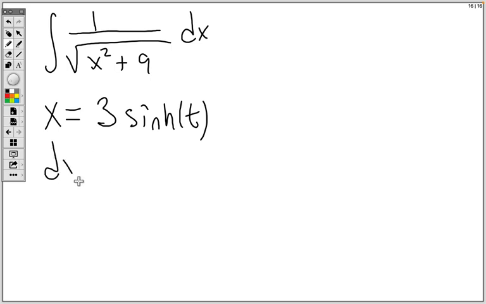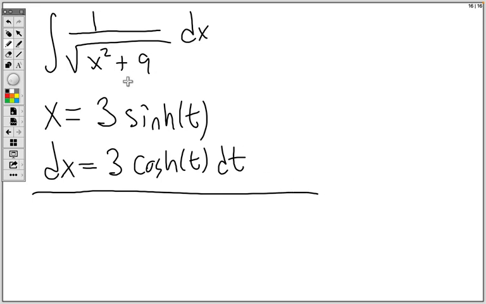So that dx then is 3 times the derivative of hyperbolic sine, which you may or may not recall is the hyperbolic cosine. Remember, the hyperbolics and the circular functions are sort of cousins. And we'll talk more about why that's true later in the course. Now, let's look at what's going on here in this square root.